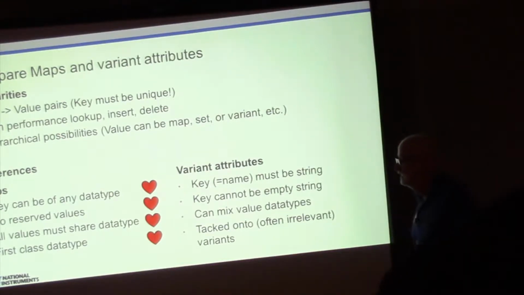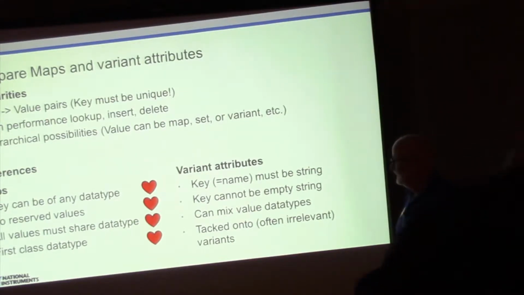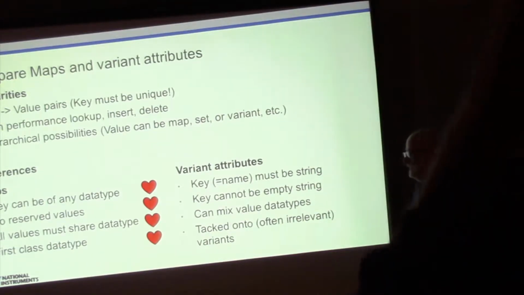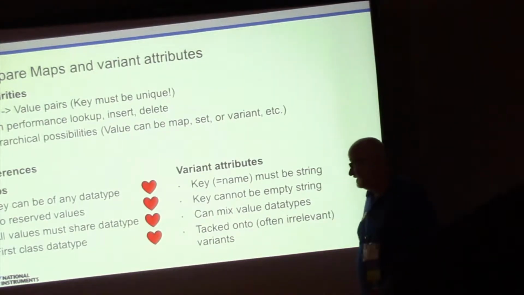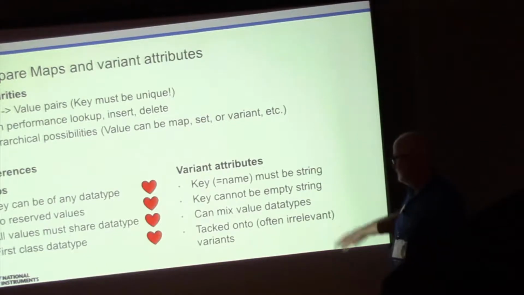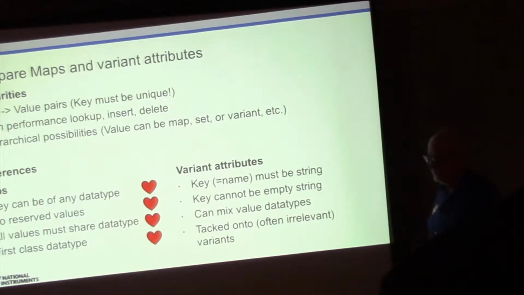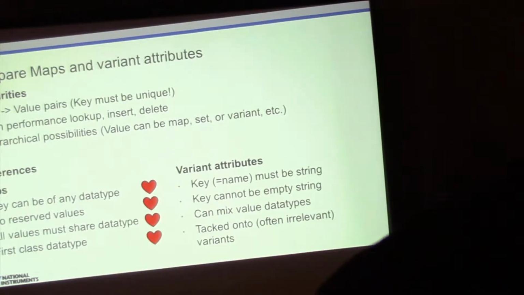Right. Yes. I assume that since they all have to be the same data type, you can make that data type a variant? Yes. Okay, good. Yeah, I think I mentioned that. So you actually can reproduce the old behavior by making the data type a variant. Yeah. And map is a first-class data type. Variant attributes are tacked onto often irrelevant variants, and that's sort of ugly to begin with, right, for a programming purist.